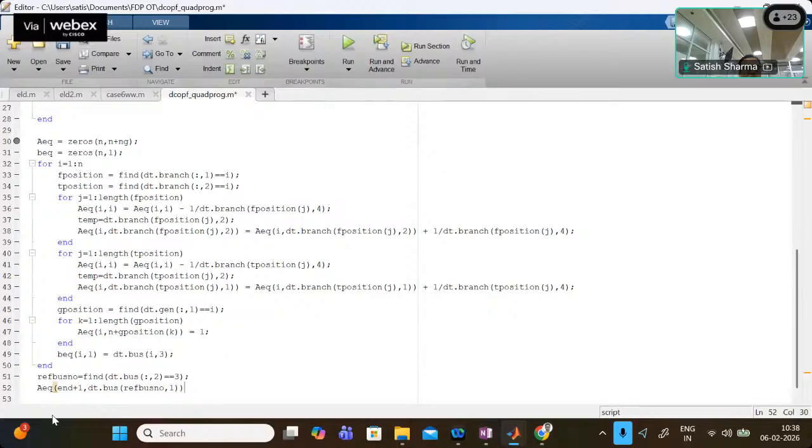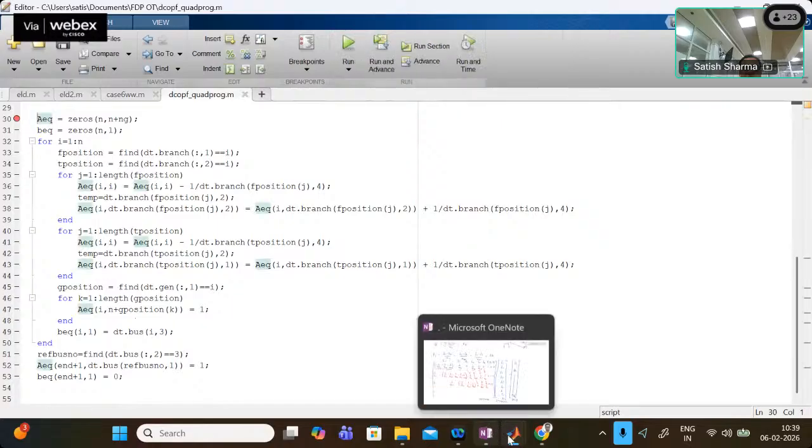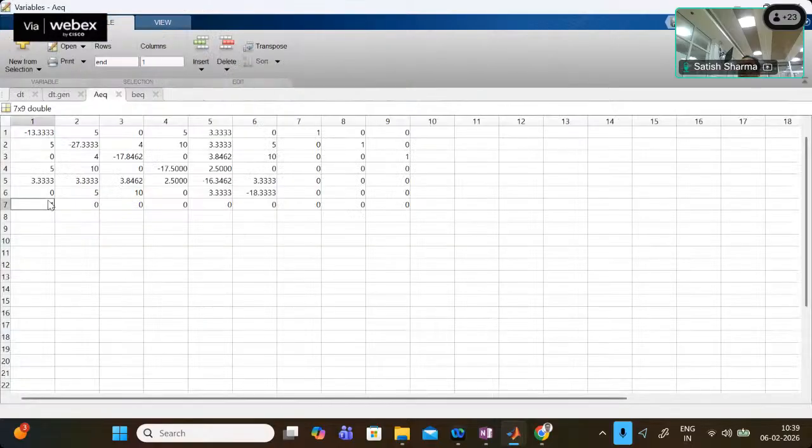So this should be placed equals to 1. Okay, and then same I have to do that BEQ and plus 1 comma 1 should be made equals to 0, that this angle should be equals to 0. Okay, so I think if I solve it, you can easily see that delta 1 is equals to 0 has been placed.